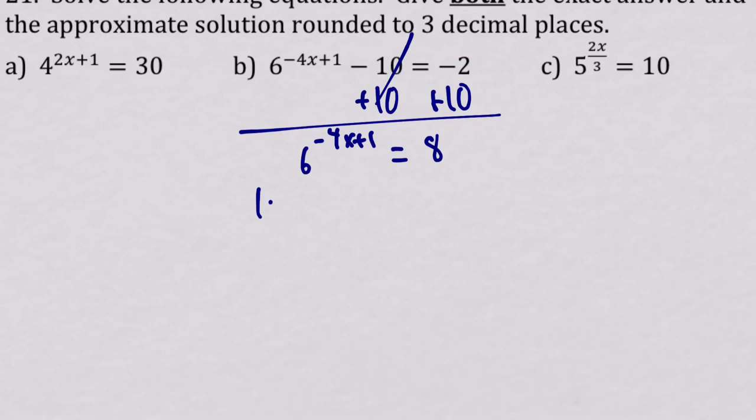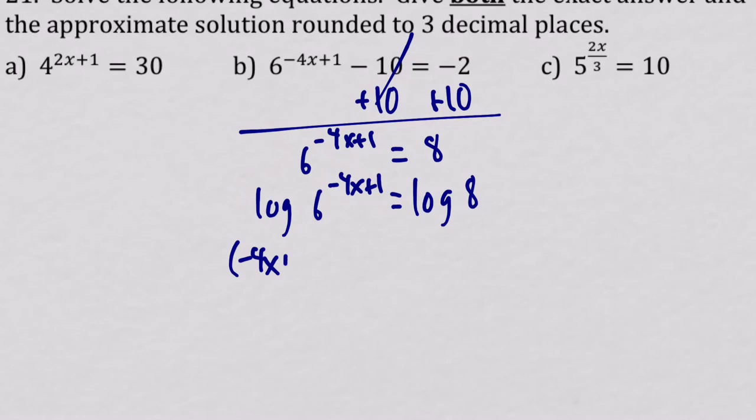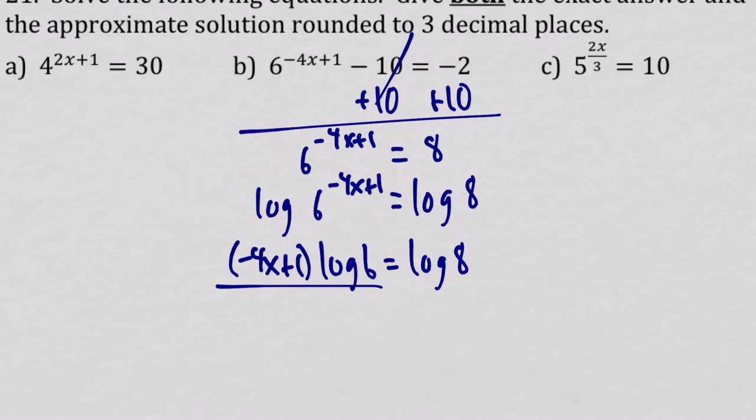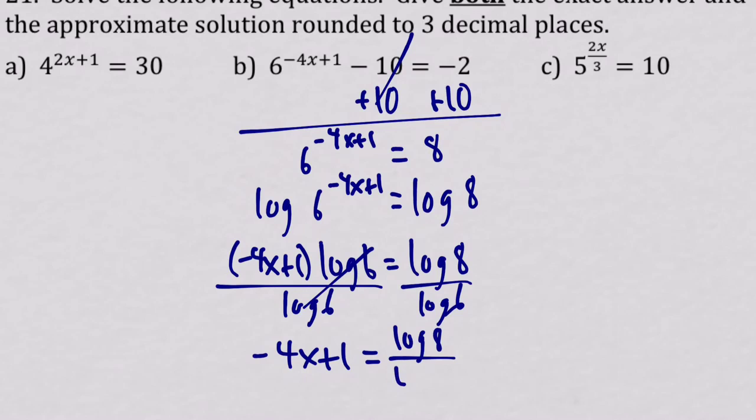Now I'm going to take the log of both sides. Base 10 again. Negative 4x plus 1 equals log base 10 of 8. The common log of 8. Next I'm going to bring the power down. So negative 4x plus 1 times log of 6 equals log of 8. Next I'm going to get rid of the log of 6 by dividing by it. There's log of 6 over log of 6. Cancels. So I got negative 4x plus 1 equals log of 8 over log of 6.